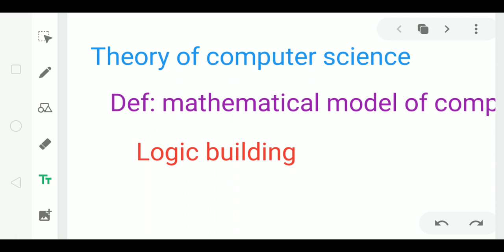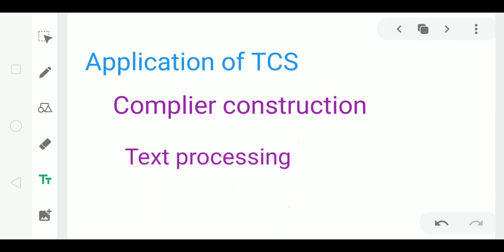Theory means mathematical models which are used for designing computers. It is actually the logic that we will build for solving any problem. Application of TCS: it is mainly used for compiler construction and text processing.